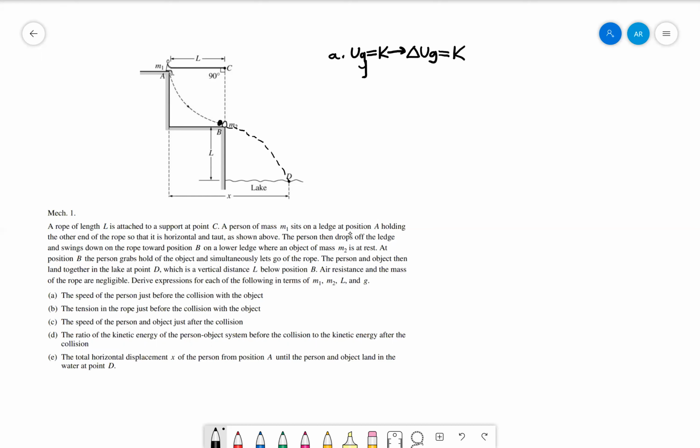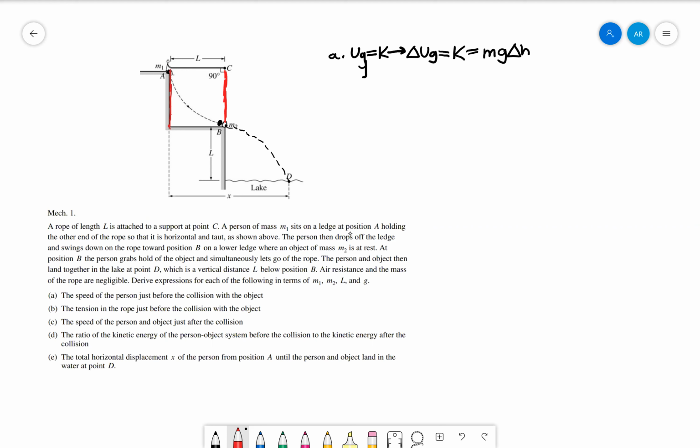Okay, now the change in potential energy is just the mass times g, which is a constant, the gravitational acceleration, times the change in height. What is the change in height from A to B? Well, it will be the length of this red segment over here. You're initially here and you end up over here.